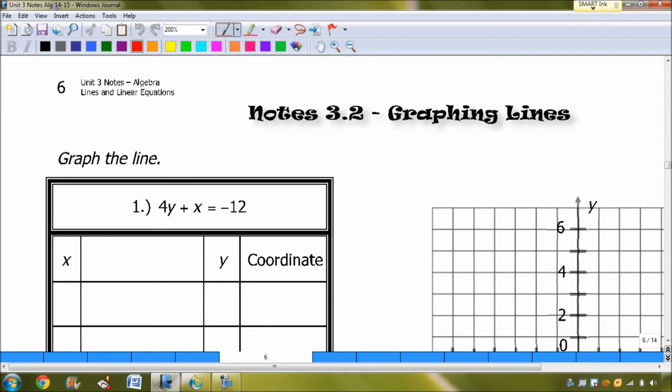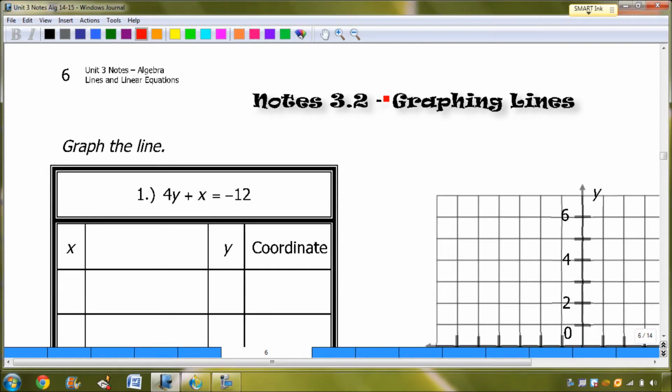So let's look at our question number 1 right here. It says to graph the line 4y plus x equals negative 12. So in order to be able to do that, I need to get the y by itself. It's going to make things so much easier for me if I do that. All right, so let's go ahead and do that. I'm going to isolate the y. So first thing I'm going to do is get rid of the x. So I'm going to subtract x from both sides.